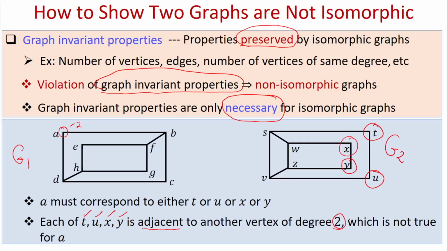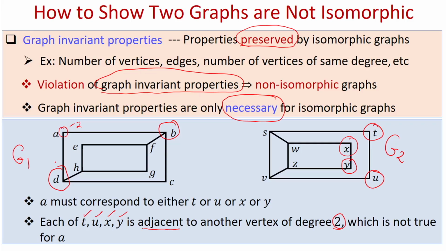So for instance, if you take T, T is adjacent with U and U has degree 2. If you take U, U is adjacent to T and T has degree 2. If you take X, X is adjacent to Y, which has degree 2, and similarly Y is adjacent to X, which has degree 2, right? But if you see graph G1, all the neighbors of the node A have degree 3. So B has degree 3 and D has degree 3. So that means this is now a graph invariant property which is present in G2 but not present in G1.